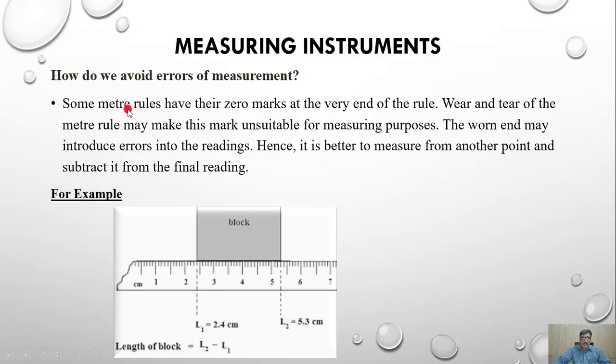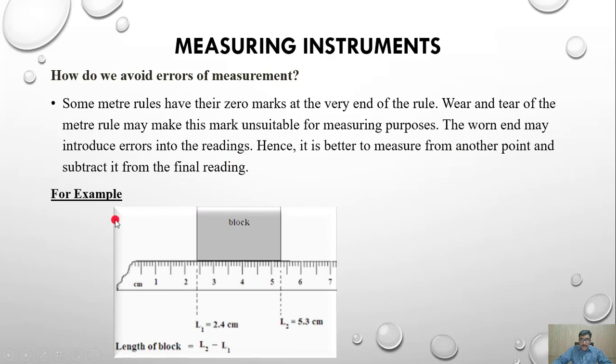So measuring instruments, how do we avoid errors of measurement? Some meter rules have their zero marks at the very end of the rule, and continuously using that meter rule will wear the zero mark away, so it is not present anymore. Wear and tear of the meter rule may make this mark unsuitable for measuring purposes. For example, if you see here, the zero on this scale is worn out. The worn end may introduce errors into the readings.